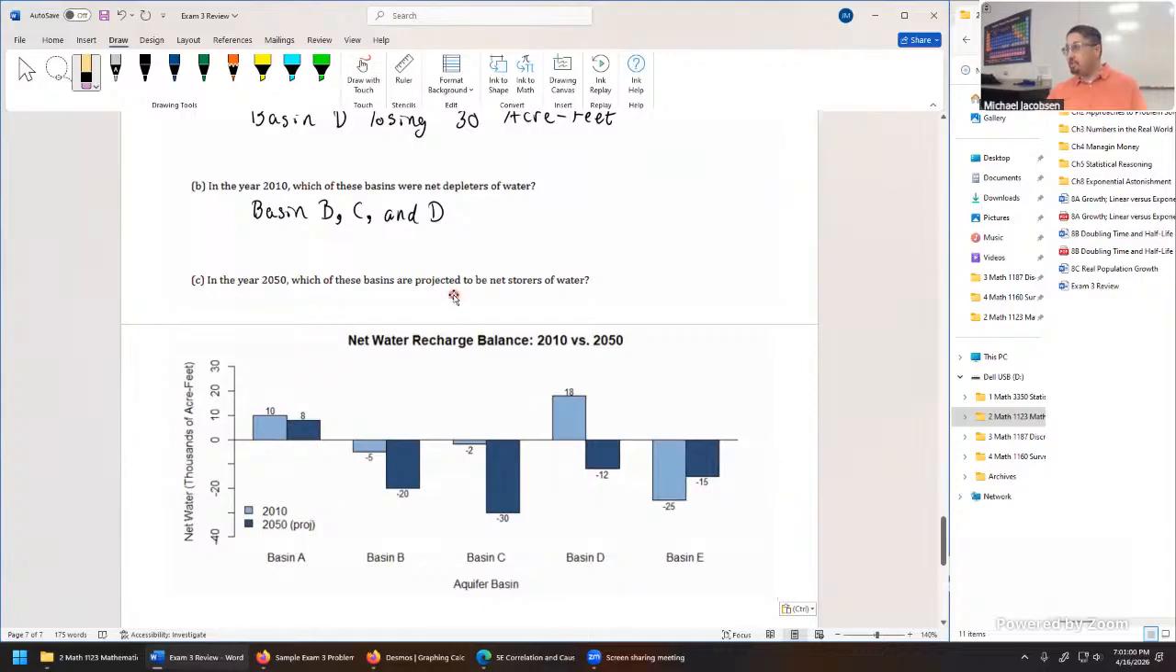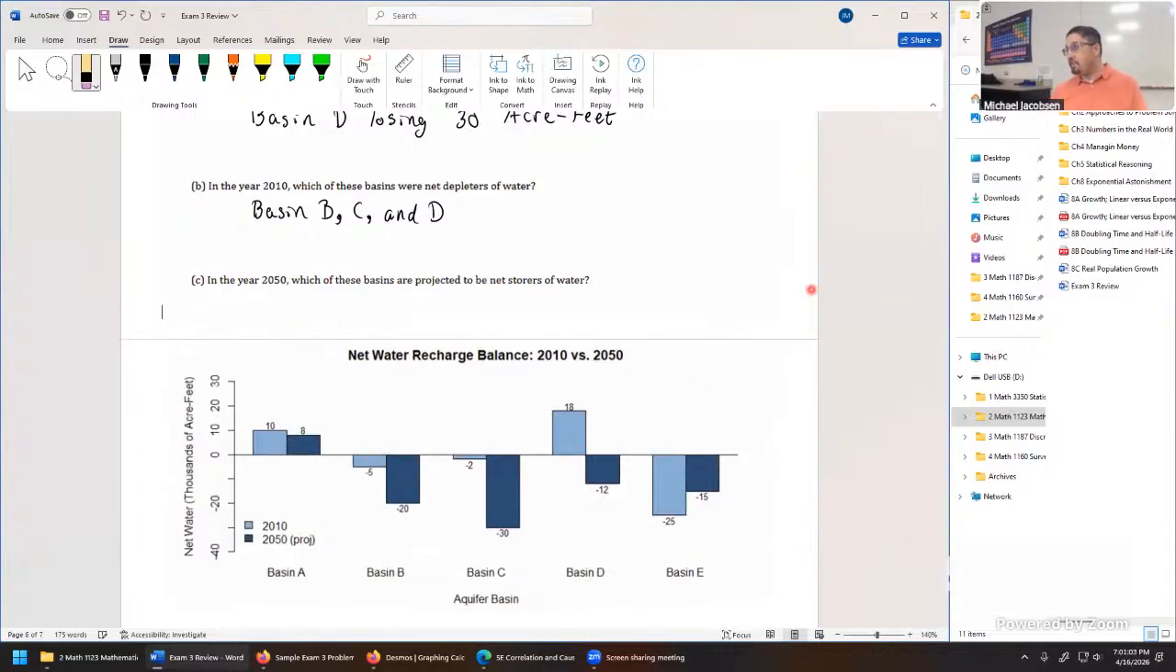Okay, so changing the question. Now, in the year 2050 rather, which of the basins are projected to be net storers of water, meaning they're in the positive end? And notice how tricky this could be if we try to solve this question rapidly. It's really easy for me to just get mixed up and say basin A is on this set because it's here, it's positive. But it's talking about the projected year, the year 2050, which means we have to use the darker blue, the bar to the right.